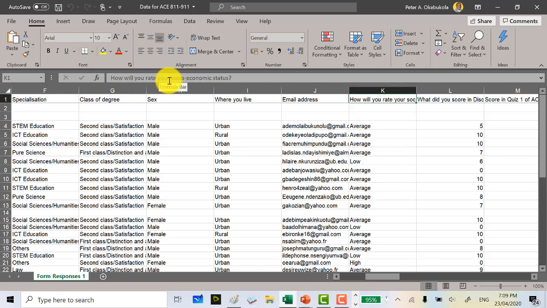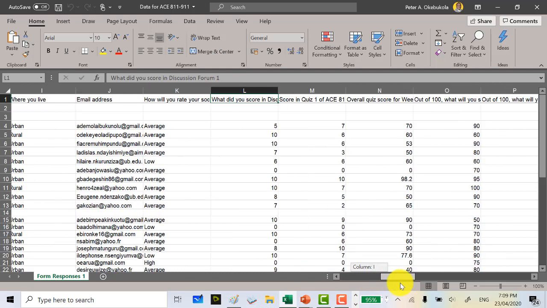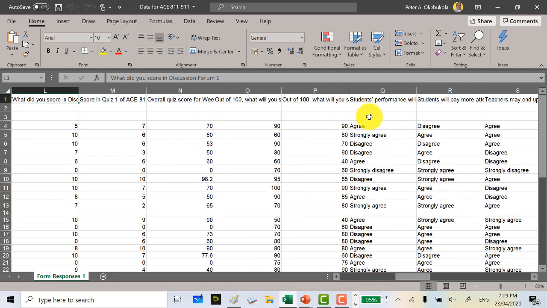How will you rate your socioeconomic status, SES? You can see some claim to be average, some claim to be low, some claim to be high. And the score in discussion forum number 1, you can see the scores are also varying. And the perception that student performance will be negatively affected by COVID-19. You can see everything here is varying. So our objective number 1 is done. And what's that objective? For us to scan our data.